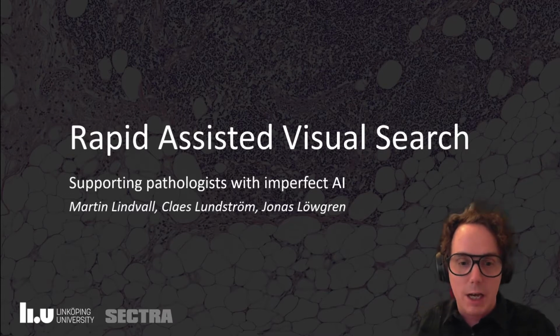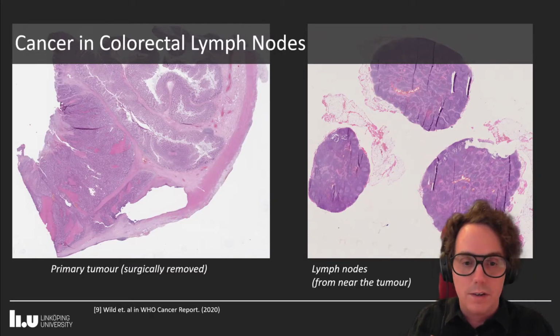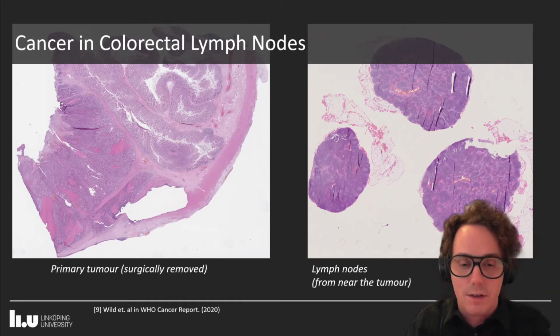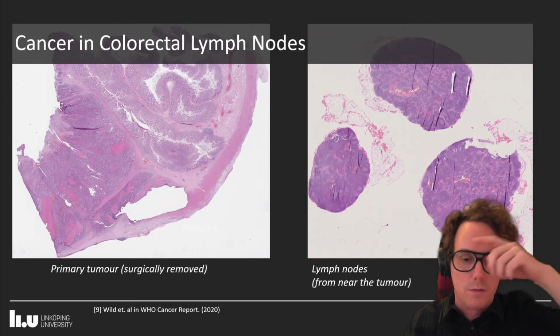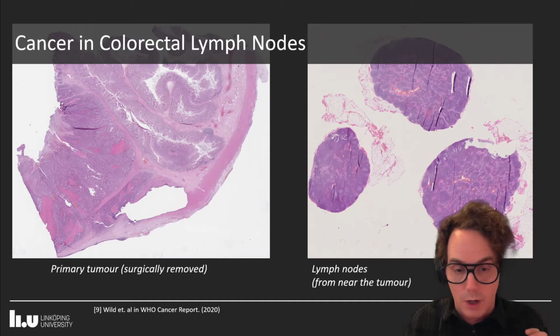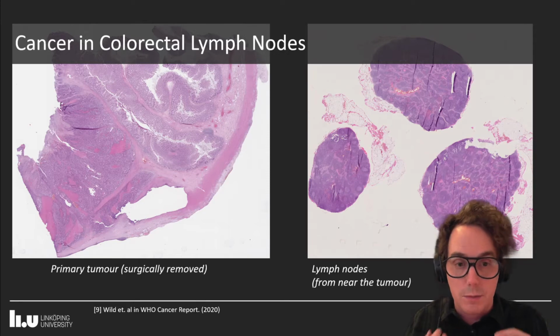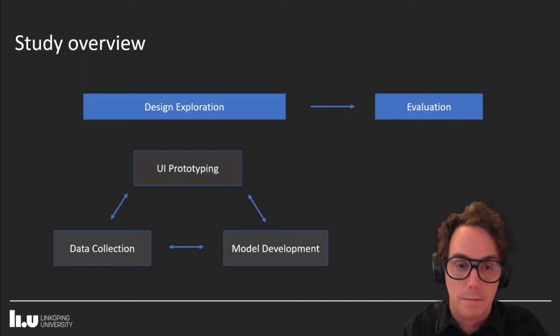Today I'll present an AI-powered visual search tool that can support pathologists in assessing cancer. Specifically, we aim to support finding cancer in colorectal lymph nodes. These lymph nodes are removed as part of surgically removing a cancer. In around 30% of cases, the cancer could have spread from the primary tumor to the lymph nodes and through them to the rest of the body. So if the cancer is seen in the lymph nodes, the patients will receive chemotherapy. That could mean the difference between living or dying.